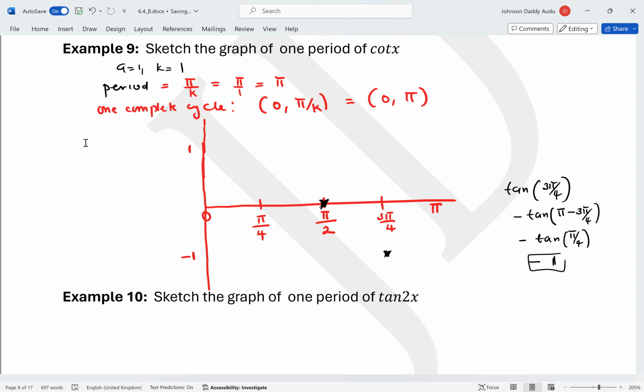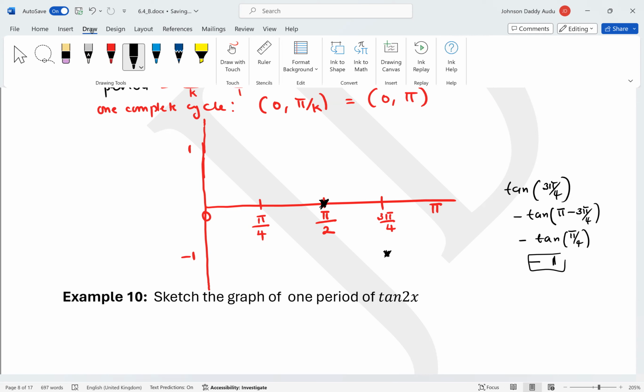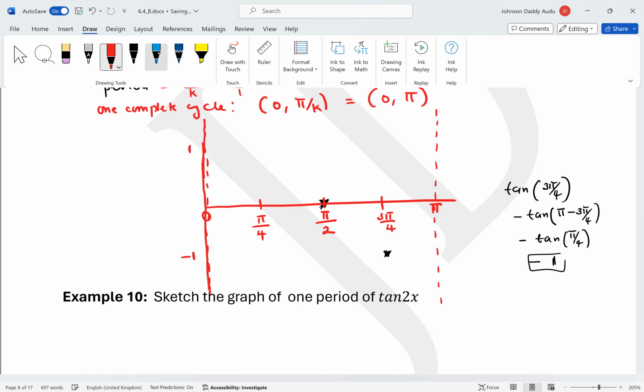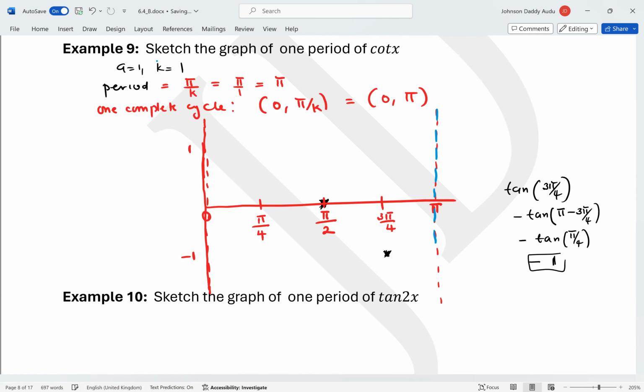Okay. So what next? But we also have 2 vertical asymptotes. We should think about that also. So the vertical asymptote will be at the endpoints, which will just be at 0 and pi. So there will be a vertical asymptote here. And there will also be a vertical asymptote here. So let me use a different color. We have a vertical asymptote here, and also a vertical asymptote here.